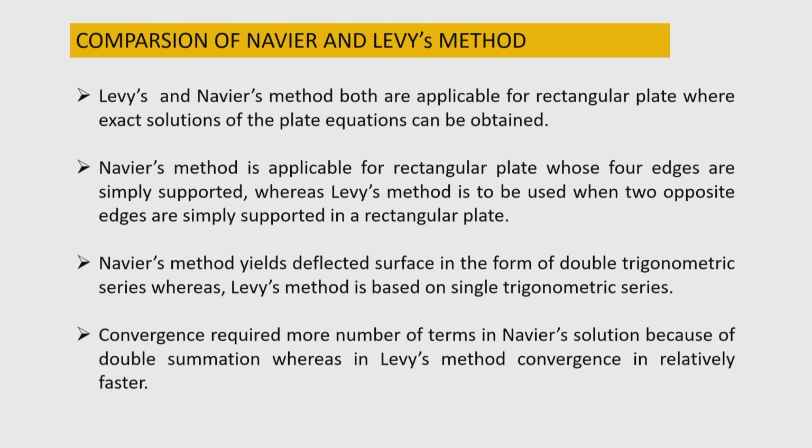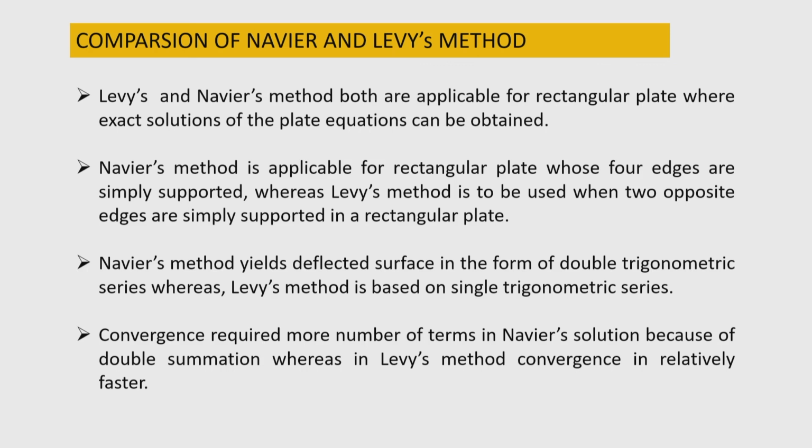But Navier's method is applicable for a rectangular plate whose 4 edges are simply supported, as I have repeatedly said, whereas Levy's method is to be used when 2 opposite edges are simply supported. This is the difference, but it is not that Levy's method cannot be applied for Navier's condition. Levy's method can be applied when 4 edges are simply supported. So Levy's method is more general compared to Navier's method.